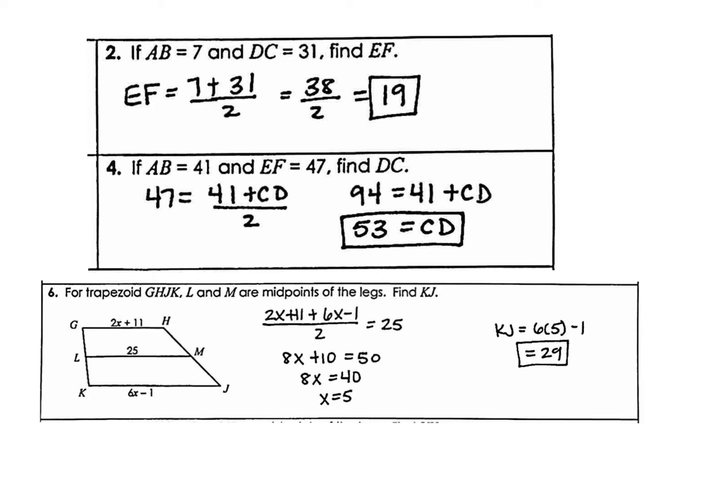And then the last one, the two bases, 2x plus 11 plus 6x minus 1, over 2, should equal your mid-segment of 25. Multiply both sides by 2. Combine your like terms, 2x and 6x, and 11 and negative 1. Subtract your 10, divide by 8, x is 5. You had to go one more step because they wanted KL, or KJ rather. So 6 times 5 minus 1, you should have gotten 29.